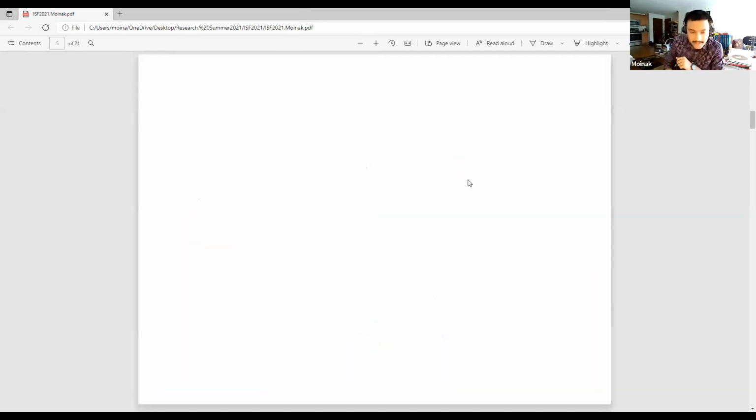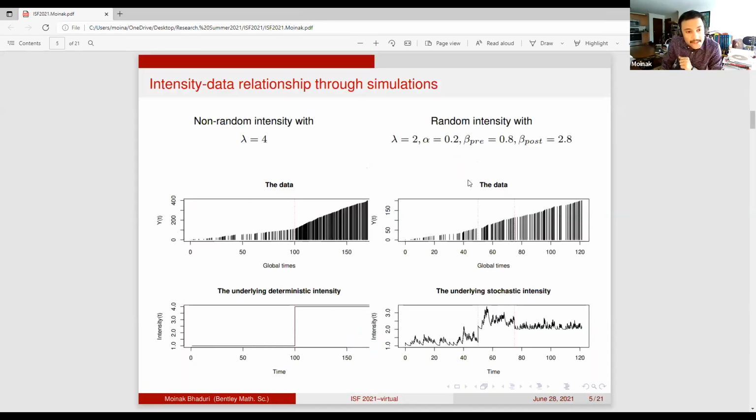So here is one quick simulation graphic that tells you what kind of intensities could lead to what kind of data. To your left, you have a data-independent deterministic intensity, something that you can write out prior to observing your data set. And you would notice that a spike in that kind of intensity creates clear crowding, a clear clustering, for this case to your right.